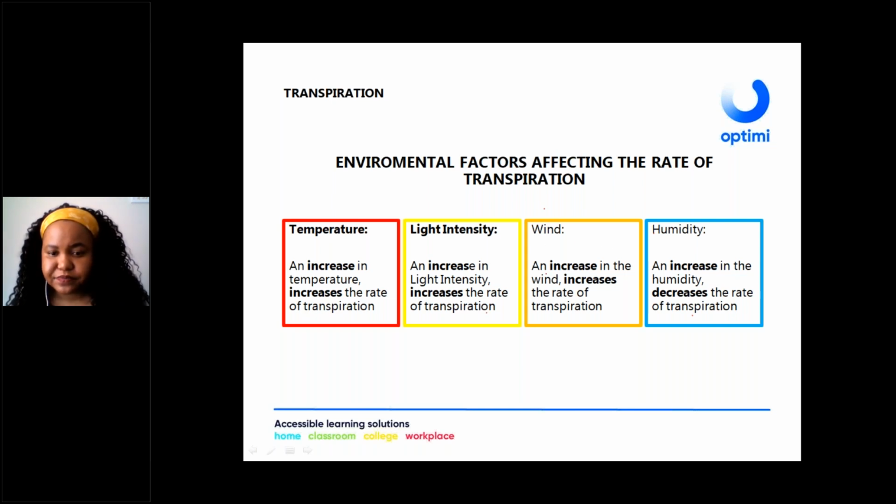Okay, wind. When evaporation takes place, it forms a layer on the leaf that prevents further evaporation. But if there is a lot of wind in the atmosphere, the wind will blow away that layer that was formed, which will then increase the rate of transpiration.